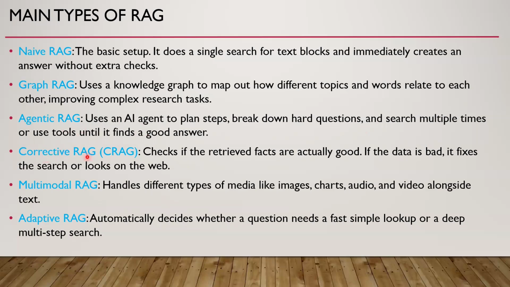Then corrective RAG checks if the retrieved facts are actually good. If the data is bad, it fixes the search and looks on the web. Multimodal RAG handles different types of media like images, charts, audio, and video alongside text. Adaptive RAG automatically decides whether a question needs a fast, simple lookup or a deep multi-step search.